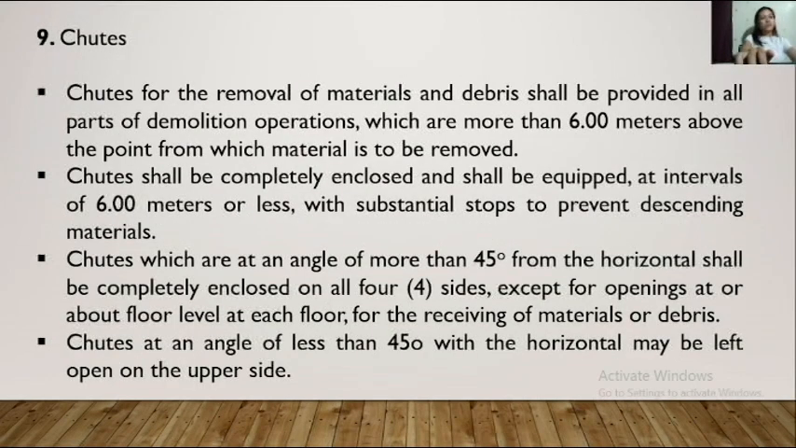Then we have also here the chutes. Chutes for the removal of materials and debris shall be provided in all parts of demolition operations which are more than 6 meters above the point from which material is to be removed. They shall be equipped at intervals of 6 meters or less with substantial stops to prevent descending materials. Then when a chute is more than 45 degrees from the horizontal, it shall be completely enclosed on all four sides except for openings at or about floor level at each floor for the receiving of materials or debris. But when it is less than 45 degrees with the horizontal, it may be left open on the upper side.